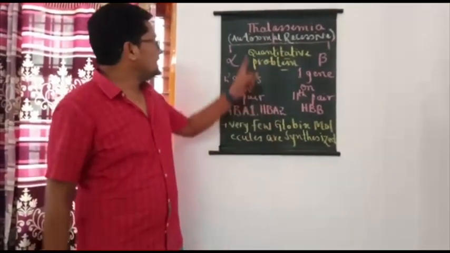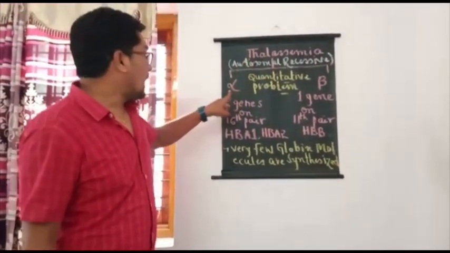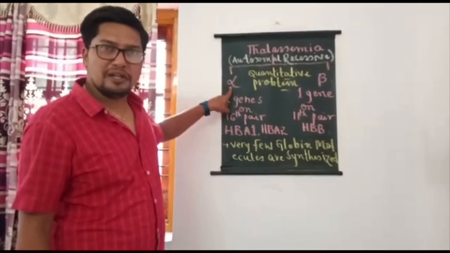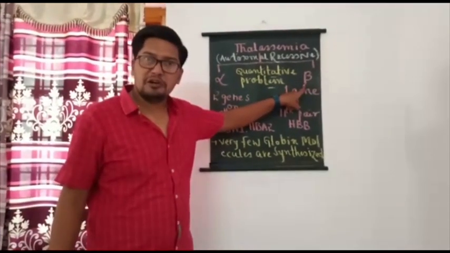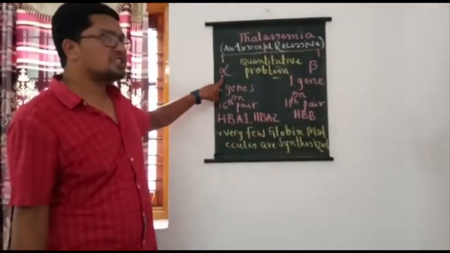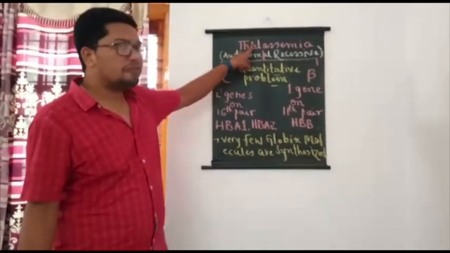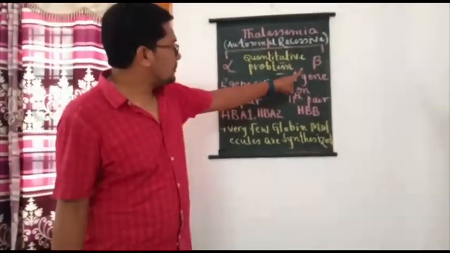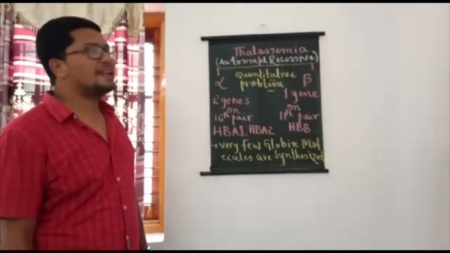But in thalassemia condition, the problem can be in the alpha chain of the hemoglobin molecule, or the problem may be in the beta chain of the hemoglobin molecule. And if the problem is in the alpha chain of the hemoglobin, what are we calling it? Alpha thalassemia. And if the problem is in the beta chain of the hemoglobin, it is called beta thalassemia.